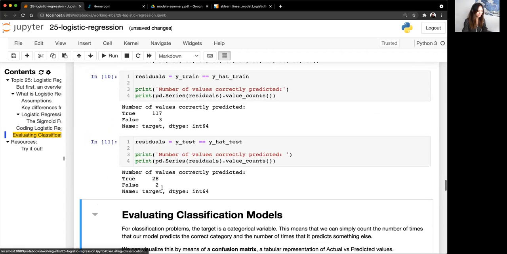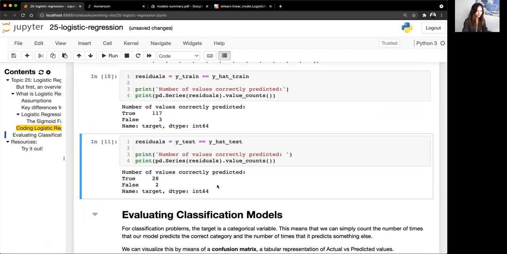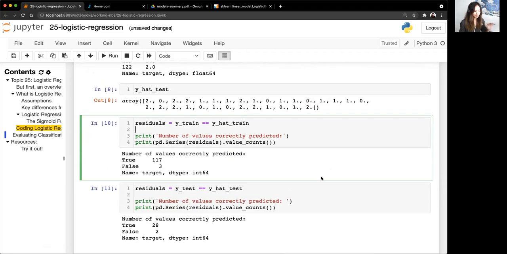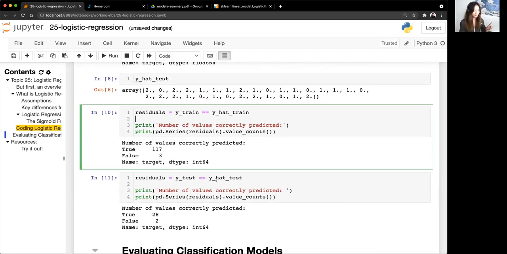In our test set, we have 28 true, 2 false. So that's a really, really quick way to see how well your model is doing, right? You want to have more correctly predicted, obviously. So right now we have 3 misclassified data points in our train set and 2 in our test set. Cool.